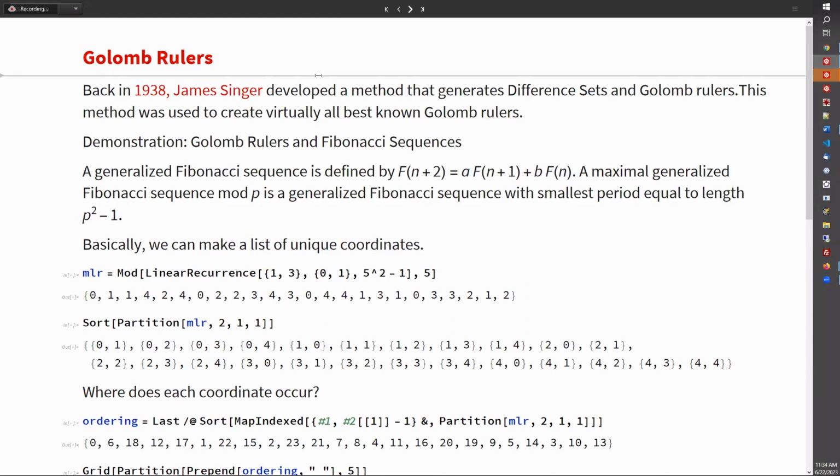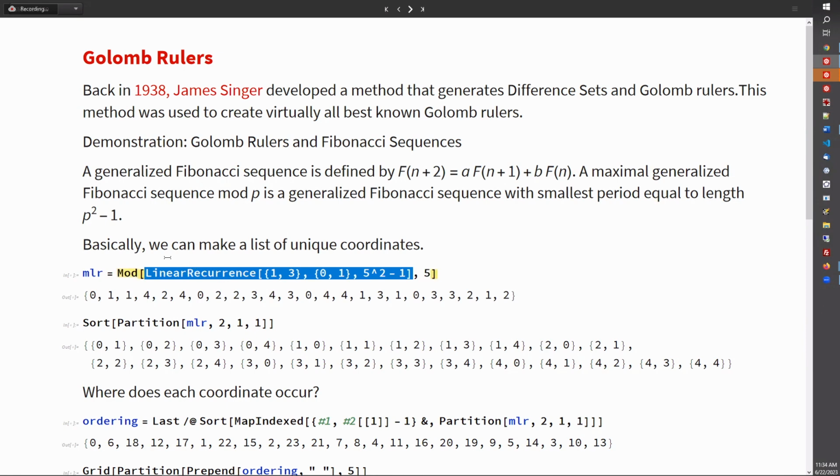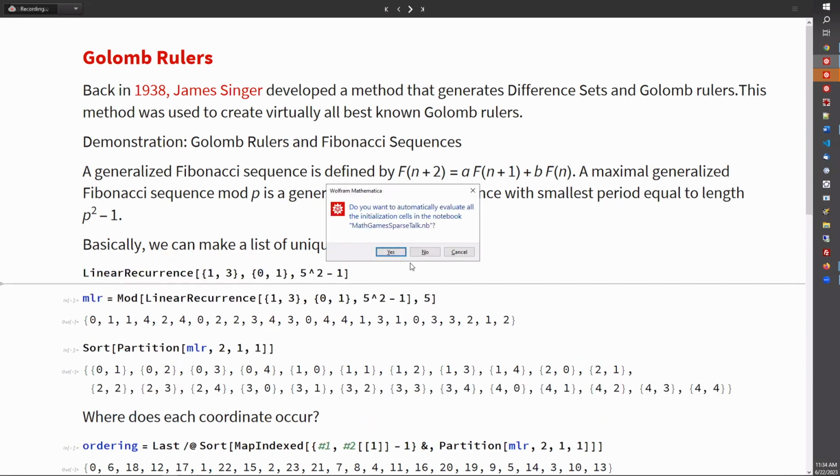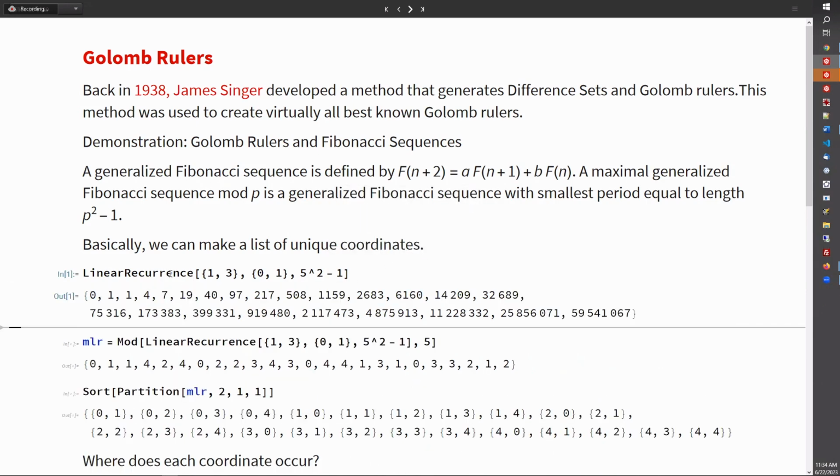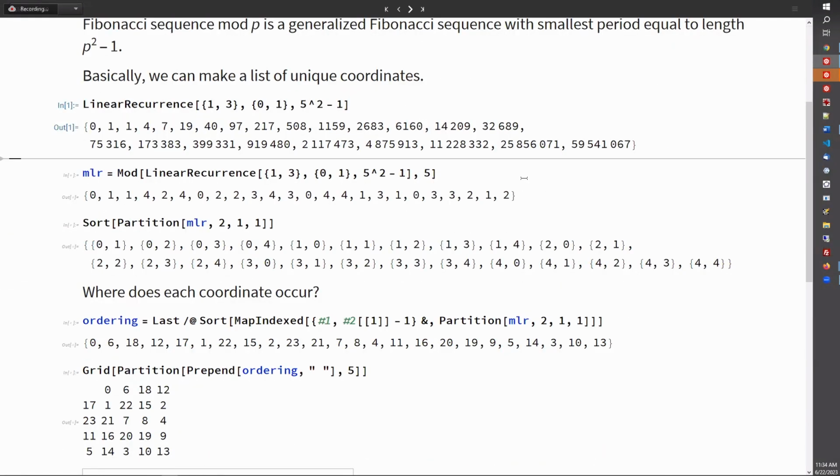So let's switch to Golomb rulers. In 1938, James Singer developed a method for finding difference sets and Golomb rulers using generalized Fibonacci sequences. So here's an example of one. Here's a generalized Fibonacci sequence with 1, 3, 0, 1 as the linear recurrence. And if we take the mod values, we get various values of 0 to 4.